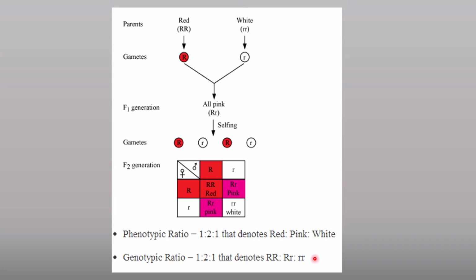Here, a usual monohybrid cross would have shown a 3:1 phenotypic ratio. But in incomplete dominance, since neither of the alleles is completely dominant over the other, the phenotypic ratio and the genotypic ratio remain the same, that is 1:2:1.